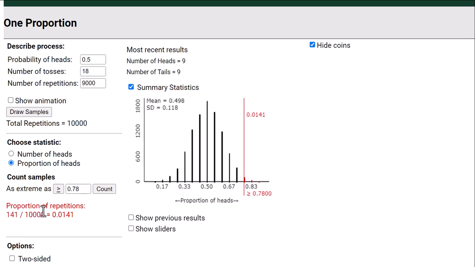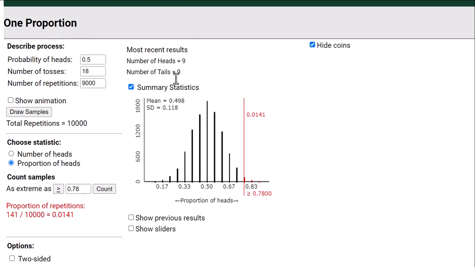Notice here it gives us the number 141. So essentially this is saying that 141 surveys out of 10,000 had a result as extreme as our survey. So not very many, right? In 10,000 repetitions to only get 141, that's not very likely. So that also gives us strong evidence that the null hypothesis is not true. So things are not happening at random.